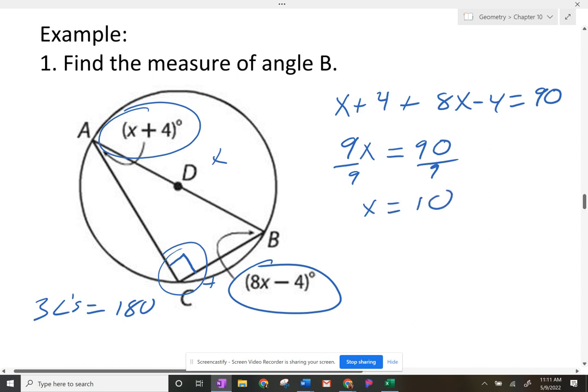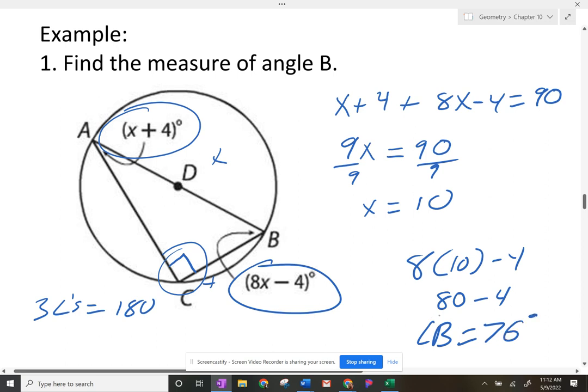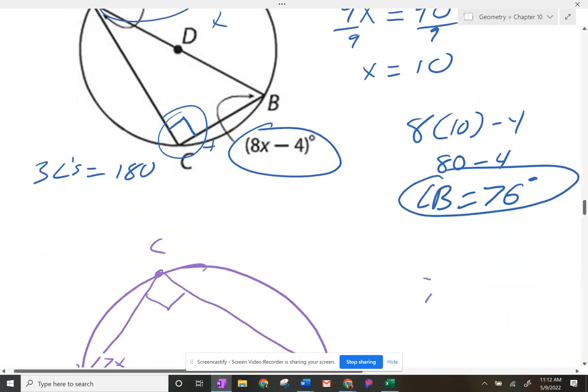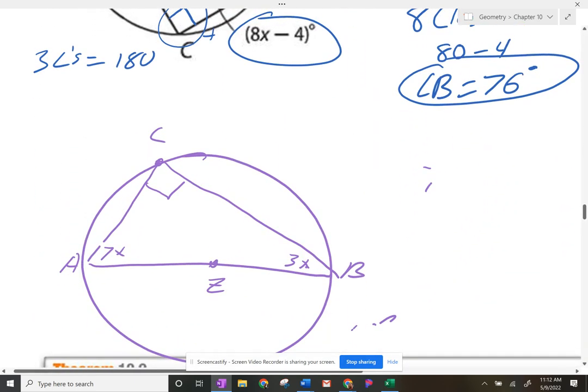The last thing it asked me, find the measure of angle B. So I need to plug it back into that specific angle. So I've got 8x minus 4. Instead of having x, I'm going to substitute in that number. So I got 8 times 10 minus 4, which gives me 80 minus 4. Angle B is going to equal 76 degrees. Thumbs up, thumbs down. How are you guys feeling? Super. I love it. Okay, this is one I want you to do all on your own.